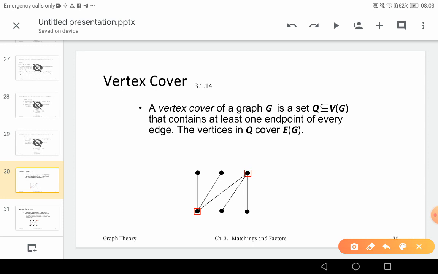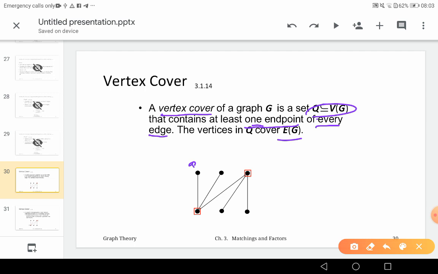A vertex cover of a graph G is a set Q, a subset of the vertices of G, that contains at least one endpoint of every edge. Remember, one endpoint of every edge. So the vertices in Q cover every edge. Okay? So let's see here.